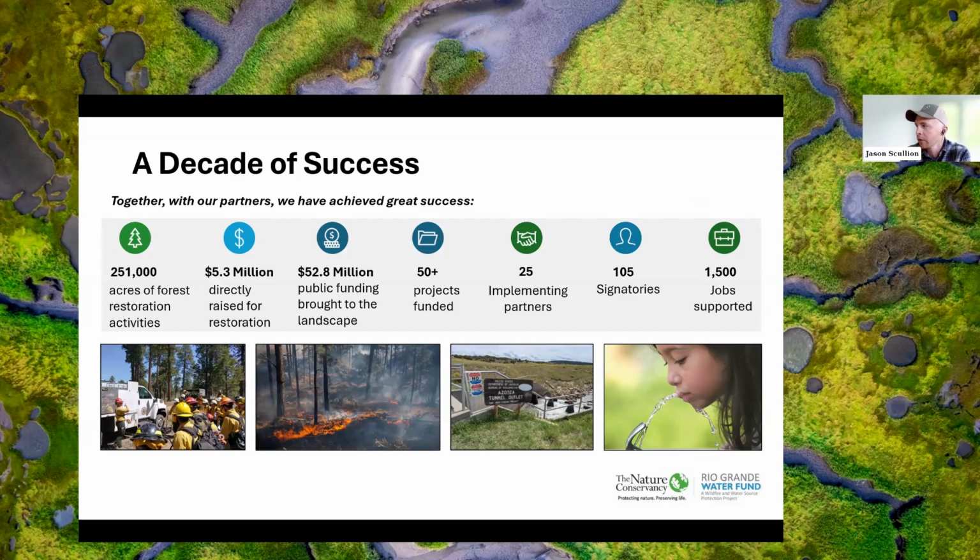So you can see here on this slide, we've supported more than 1,500 jobs through more than 50 projects with more than 25 implementing partners. This has added up to more than 250,000 acres of forest restoration activities. TNC New Mexico and our partners have raised about $5 million directly for restoration in US dollars. And we've increased that by a magnitude in terms of public funding at over $50 million. So the fund has been very successful at fundraising and getting good work done on the ground.